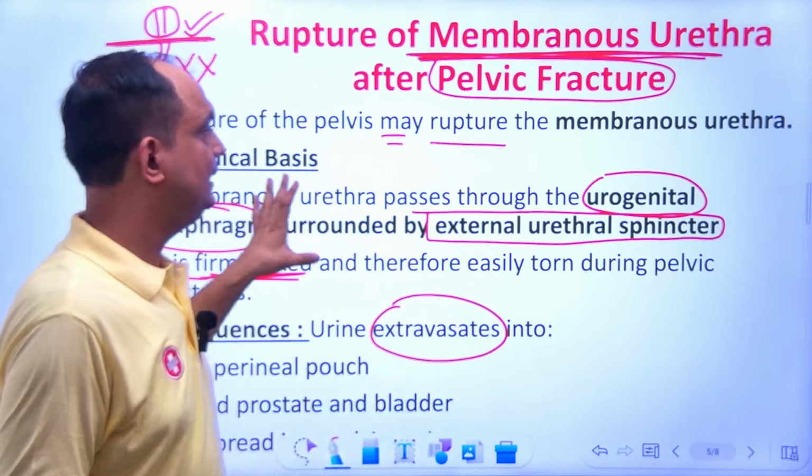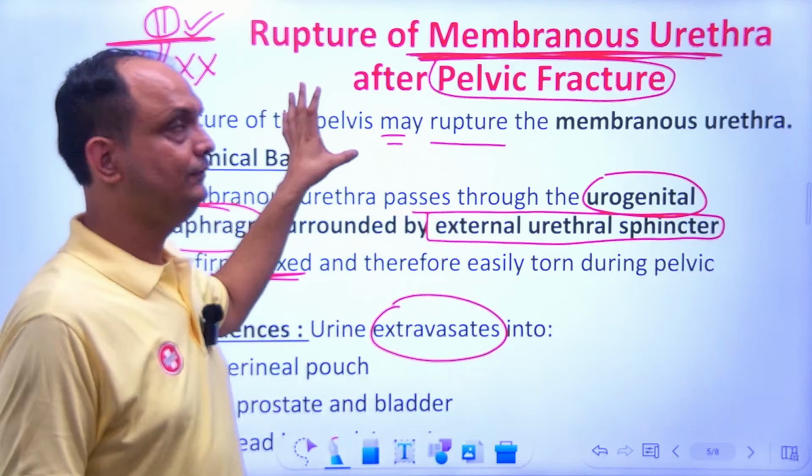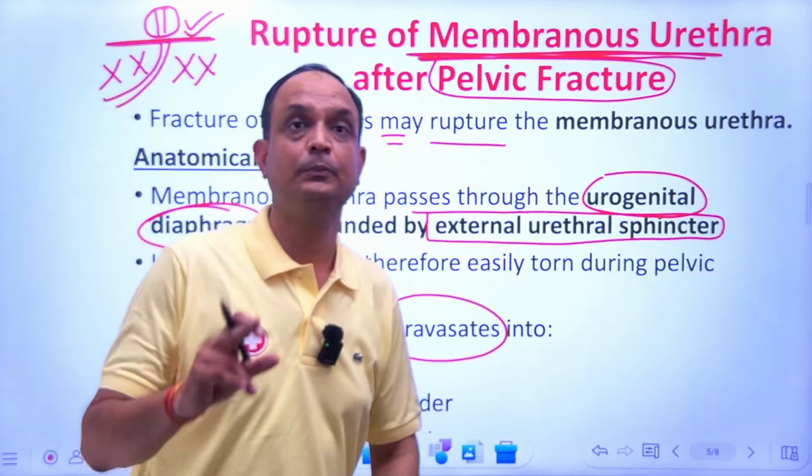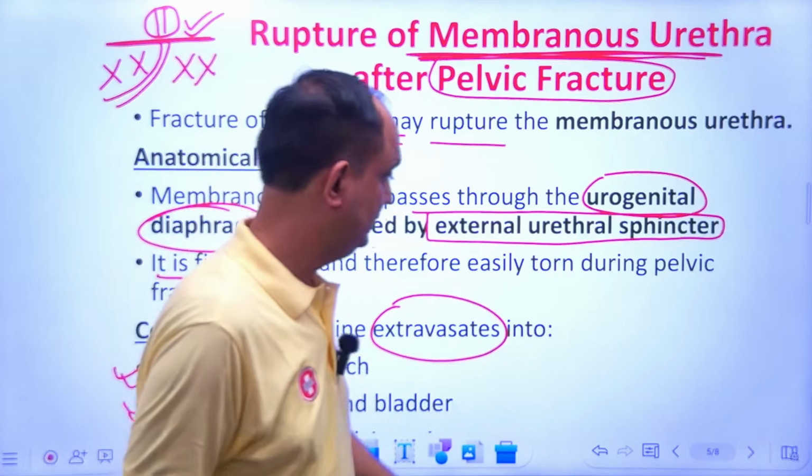Clear? So this is the question for which you have to keep this in mind, that if there is an injury of the membranous urethra, the superficial pouch will not have the urine, the deep pouch will have the urine.